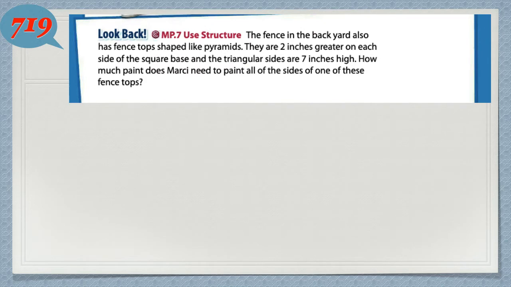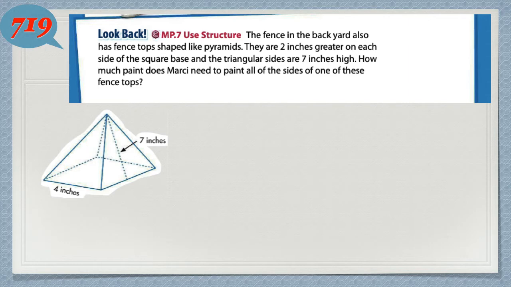The fence in the backyard also has fence tops shaped like pyramids. They are 2 inches greater on each side of the square base, and the triangular sides are 7 inches high. How much paint does Marcy need to paint all of the sides of one of these fence tops? So here, we are given the same pyramid, but it is stated in the problem that the base is 2 inches greater. So instead of 4 inches, the base will now be 6 inches.